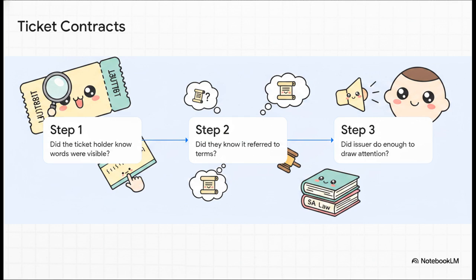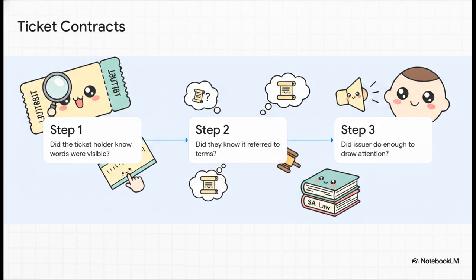You don't sign a formal contract, but you are absolutely still bound by what we call presumed consensus. The courts use a really strict 3-step test for this. Step 1. Did the ticket holder know there was writing on the ticket? Step 2. Did they know that writing referred to contractual terms? If the answer is yes to both, you're bound. If the answer is no, the court moves to Step 3.